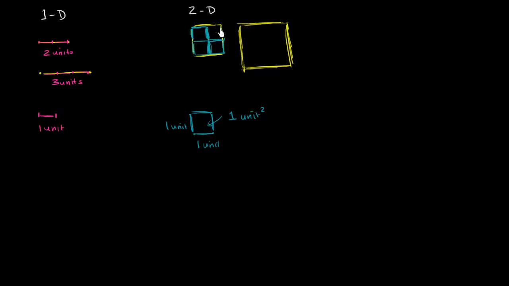We'll put another unit square right over there. Wow, 4 unit squares exactly cover this. So we would say that this has an area of 4 units, 4 square units, or 4 units squared. Now what about this one right over here?